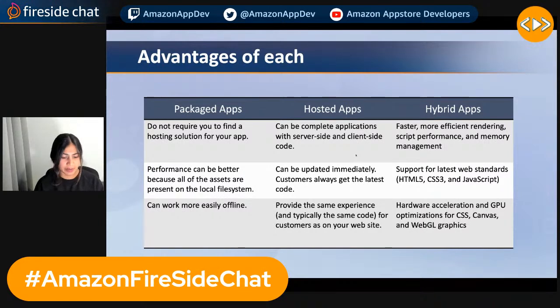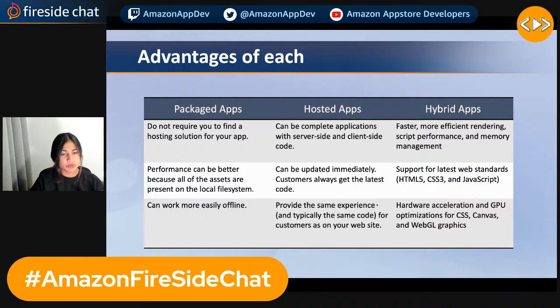And then we have hybrid apps. These applications are faster, more efficient at rendering, and better at script performance and memory management. They support most of the latest web standards of HTML5, CSS3, and JavaScript. And they have hardware acceleration, GPU optimizations for CSS, maybe Canvas, and WebGL graphics. So as you can see, there are different advantages to all three kinds.